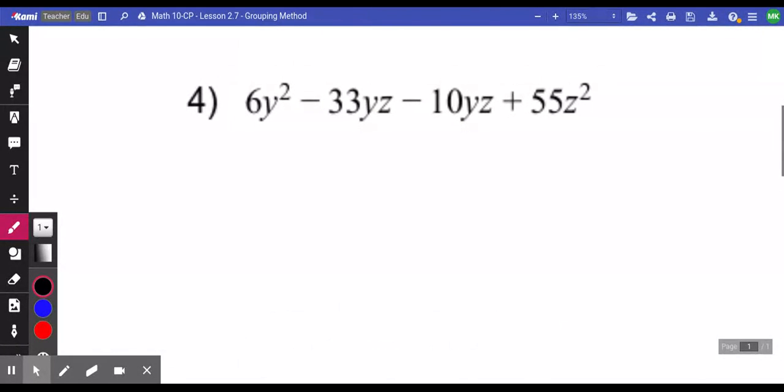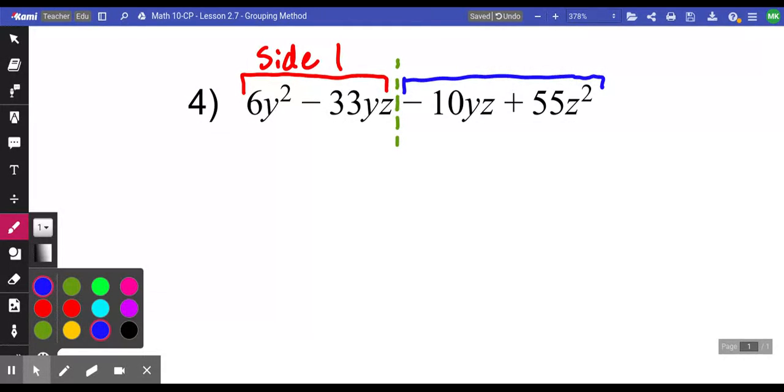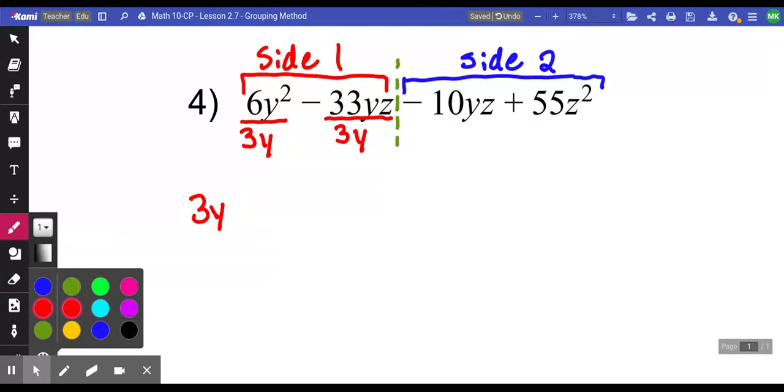Cool. Hopefully you paused and tried number 4. First thing I'm going to do is follow my 3 steps. First step, cut it in half. This creates 2 sides, right? Side 1, side 2. On the red side, I take out a greatest common factor. I can take out 3 from both of those numbers, and a y from both of those letters. So the 3y comes out front, and I'm left with 2y minus 11z.